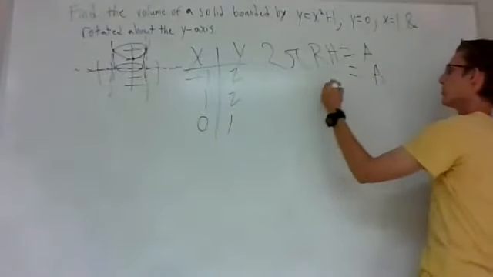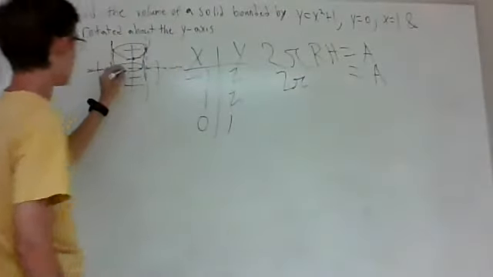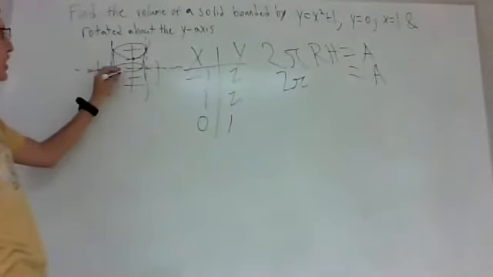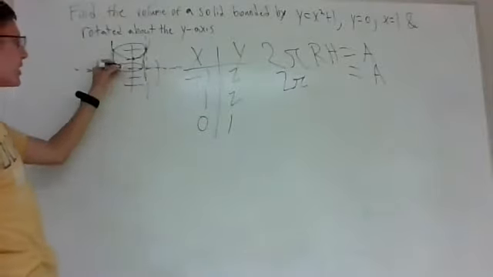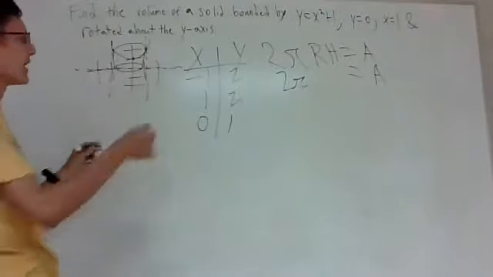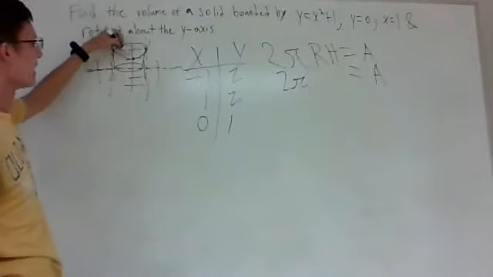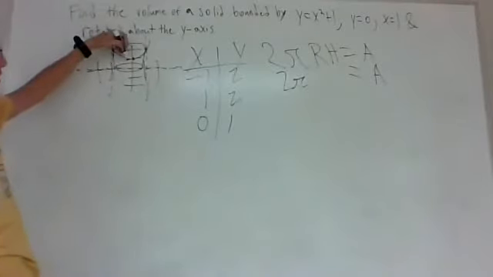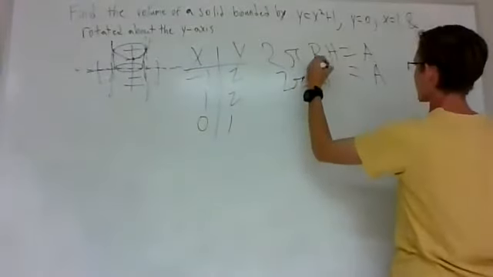So we have 2 pi. The radius has to be a function of the x coordinate as it's traveling up to 1. So our radius is going to be a function of whatever x is at any given point within this figure. So the radius is going to be x.